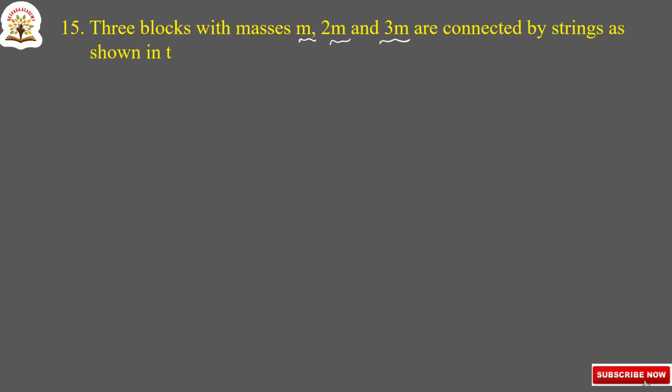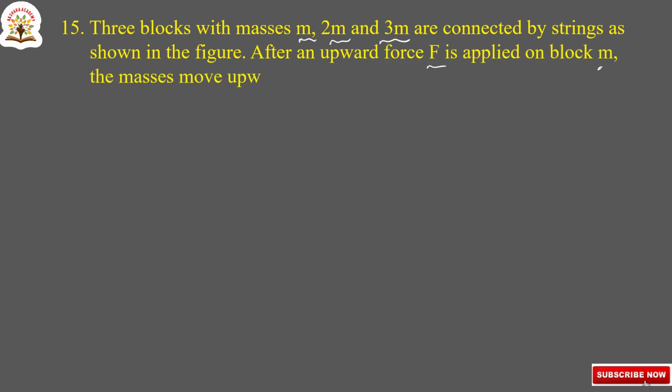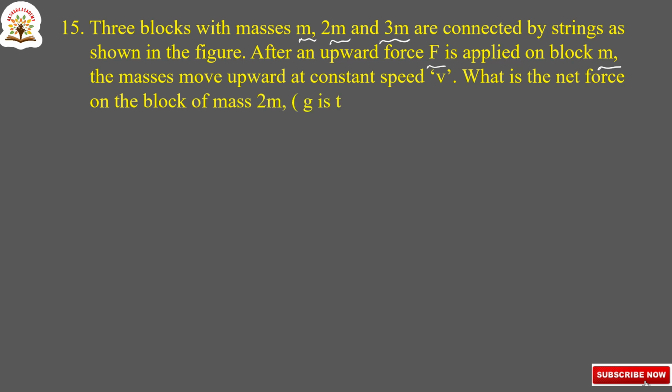Three blocks with masses m, 2m and 3m are connected by strings as shown in the figure. After an upward force F is applied on block m, the masses move upward at constant speed v. What is the net force on the block of mass 2m? Here g is the acceleration due to gravity.